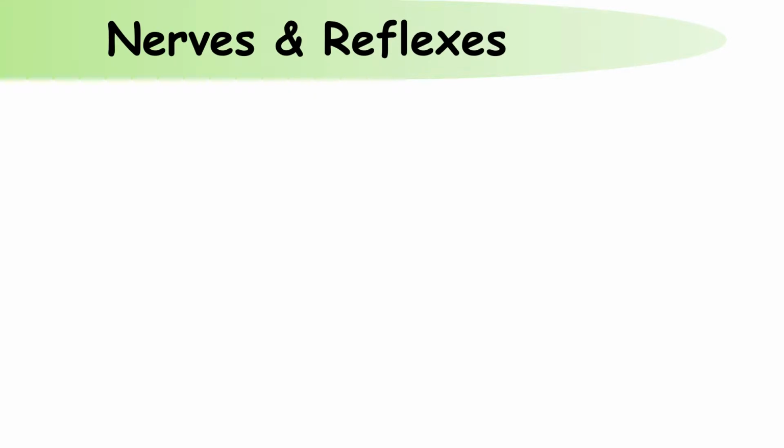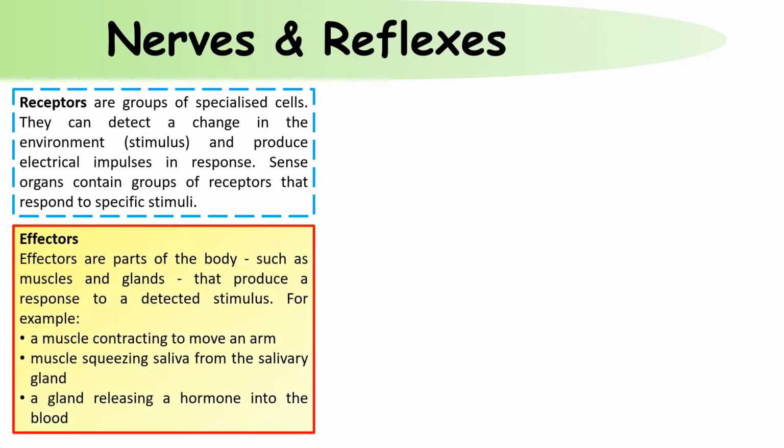The first section which I want to look at is nerves and reflexes. Nerves carry nerve impulses towards the central nervous system and away from the central nervous system. There are two main groupings that you need to be aware of when talking about nerve cells. Receptors are groups of specialized cells. They detect a change in the environment, which is called a stimulus, and produce electrical impulses in response.